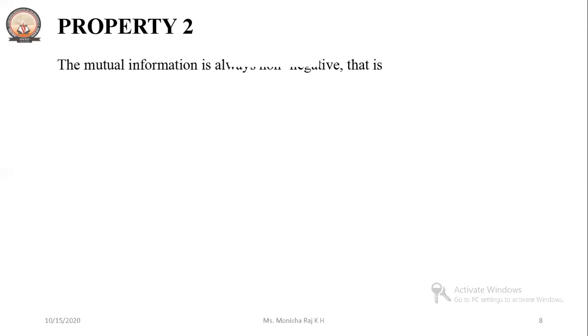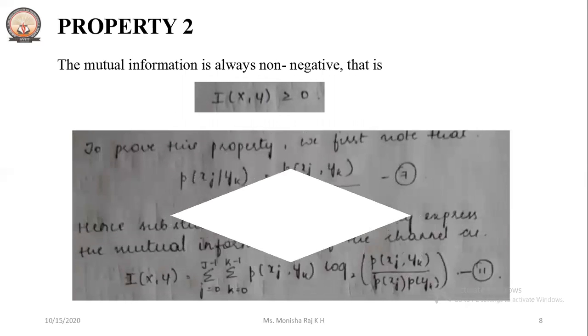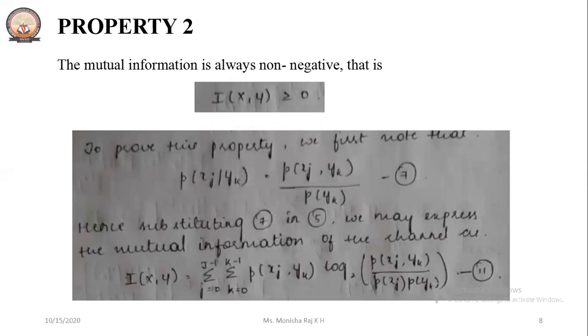Next is property 2. What does property 2 tell us? The mutual information is always non-negative. That is, I(X,Y) is greater than or equal to 0. To prove this property, we first note that P(xj|yk) equals P(xj,yk) by P(yk).